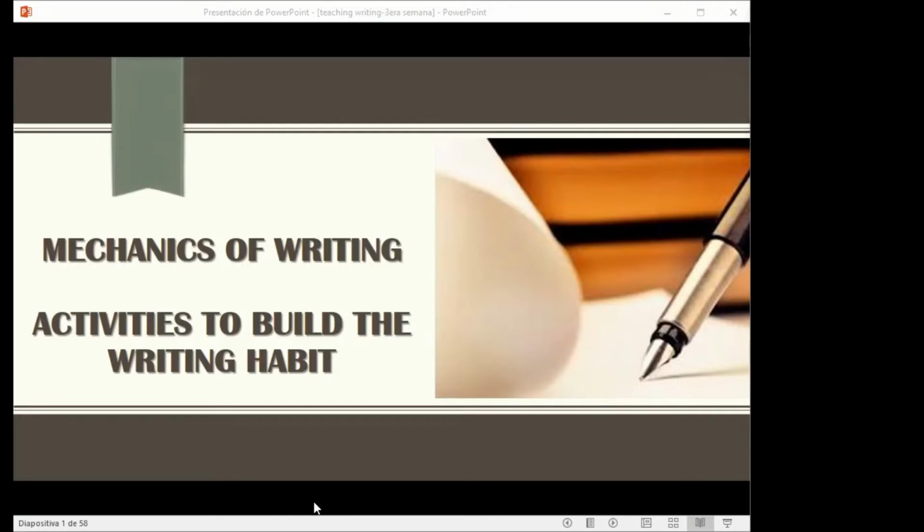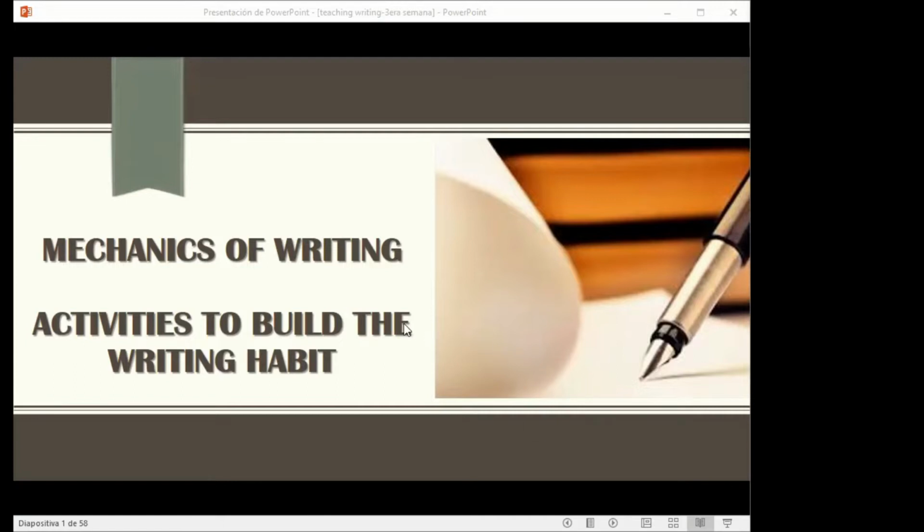So today we are going to start by giving fast feedback about the last class, talking a little bit about writing for writing and writing for learning. And then we have to move on to the mechanics of writing. There are some aspects involved in the writing process when we write something. And then we are going to see some activities to build the writing habit, how to develop the habit of writing in our students, all right?